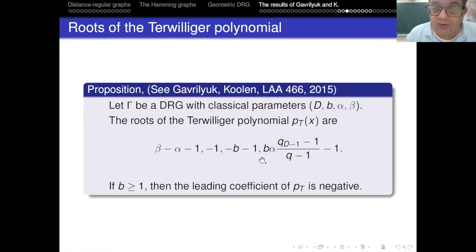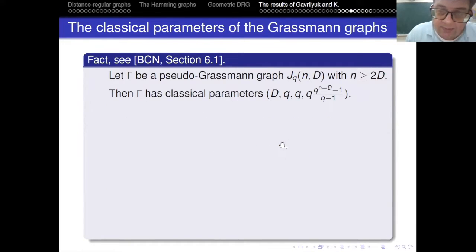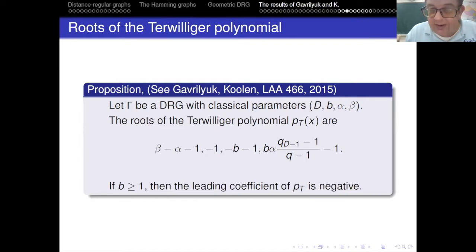I was thinking in q, because later on the b will be q, so that is where the problems arise. So this will be b to the power D minus 1. What happened? It should be b times b to the power D minus 1 over b minus 1. Sorry for the confusion. And if b is greater than or equal to 1, the leading constant of this Terwilliger polynomial is negative, after the largest root is negative. That is what it means to say.